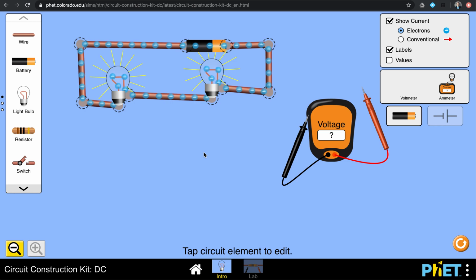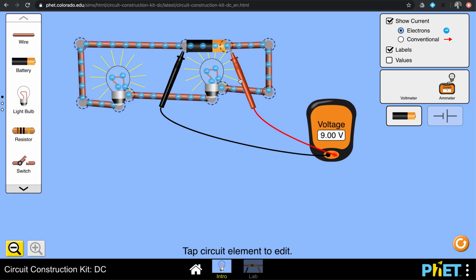You might notice something different about the light bulbs compared to before. You might notice something about how fast the electrons are actually flowing now. And if I wanted to measure the total voltage, I'd go back to my battery. Before it was 9 volts. We'll see what we get now. I still have 9 volts.